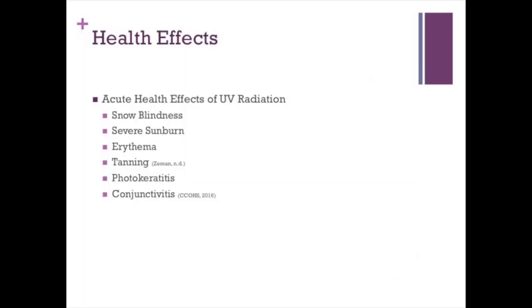Some acute health effects of UV radiation include snow blindness, severe sunburn, erythema, or reddening and itching of the skin, tanning, photokeratitis, and conjunctivitis. Photokeratitis is a condition in which the cornea becomes inflamed, causing pain in the eye, watering, and blurred vision. Conjunctivitis is the inflammation of the membrane that covers the inside of the eyelids and the sclera, or the conjunctiva, which becomes swollen and produces tears and discomfort but does not usually affect vision.